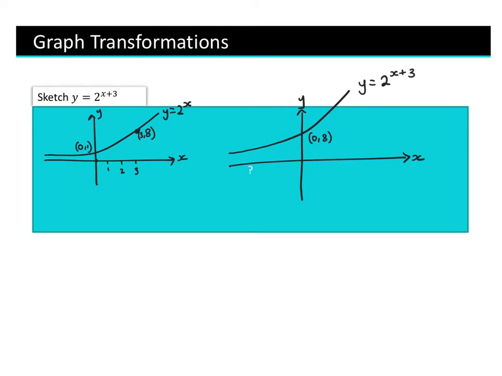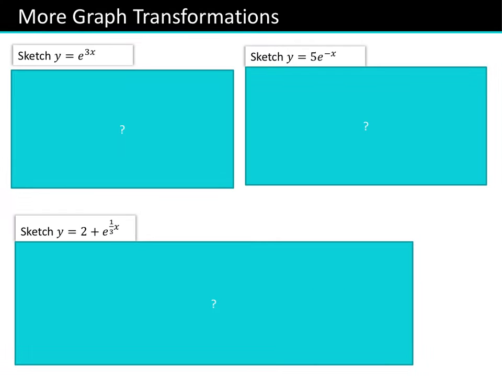Now, you could have done this another way, not by using graph transformations. You could have essentially said, I know that 2 to the power of anything looks like this. This is the shape. And if I substitute in x equals 0, I get 2 to the power of 3, so I know it's going to cross there. Again, a few different ways.